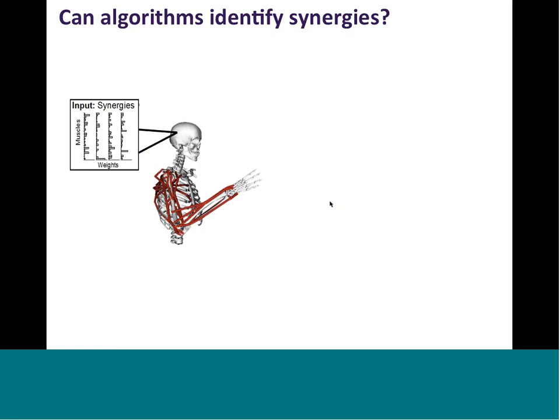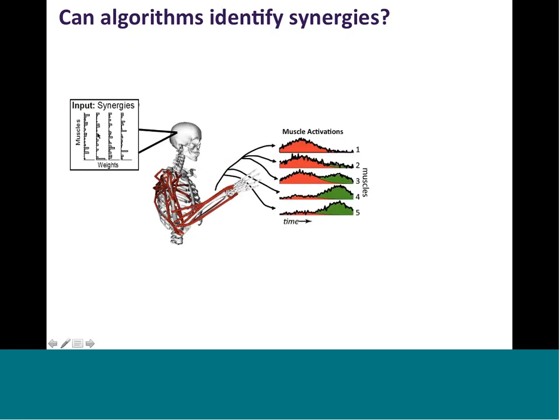But we'll go ahead and now dive into a little bit more of the methods we use to look at this question regarding if algorithms can identify synergies. And so we basically started with a musculoskeletal model. We gave it and specified different sets of synergies. And from that model, we were able to calculate the activations predicted from our synergy optimization that both satisfied the dynamics of the task and were also constrained to that input set of synergies.